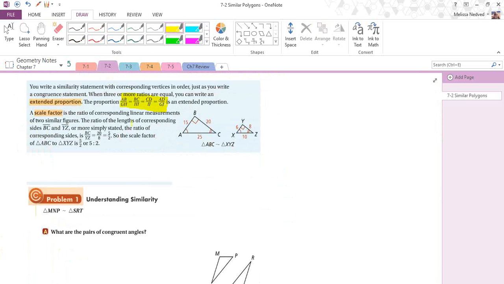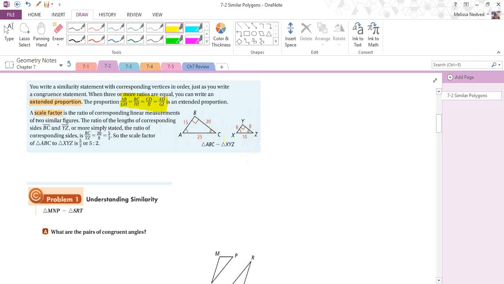Now, when we're looking at similar polygons, we talk about the scale factor. A scale factor is the ratio of the corresponding linear measurements of two similar figures. The ratio of the lengths of corresponding sides, BC and YZ in this case. So BC is my right side, YZ is my right side. Or more simply stated, the ratio of corresponding sides is BC over YZ, which is 20 over 8, which reduces to 5 over 2. So our scale factor is 5 over 2 or 5 to 2. Different ways that you can look at that.